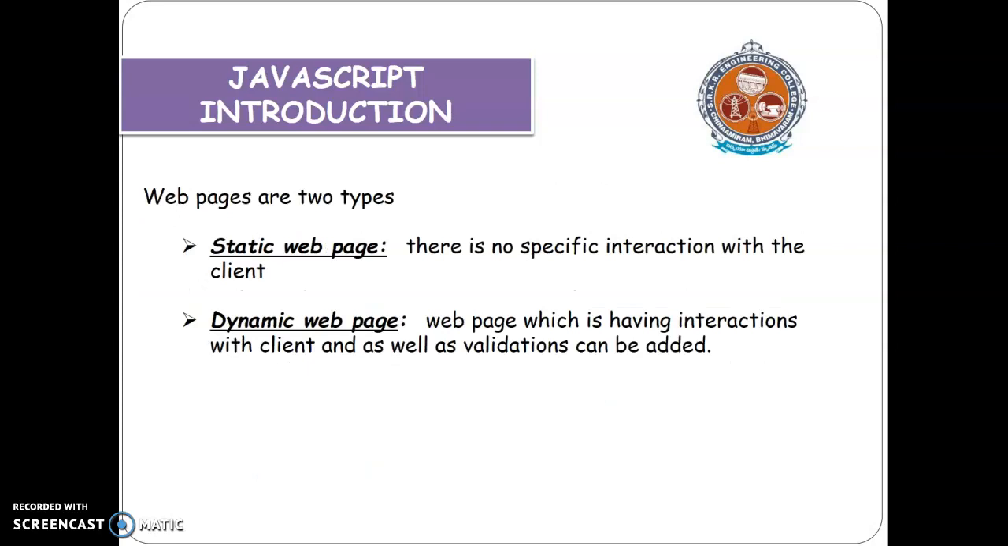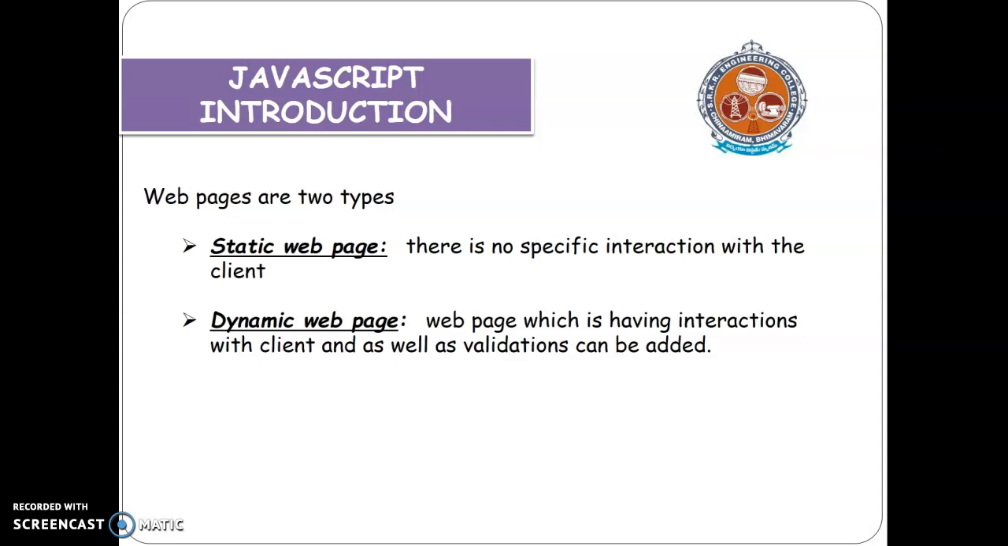Web pages are generally of two types. The first one is static. Here we are discussing HTML. HTML is a static web page. In this, there is no specific interaction with the client. When we write some code, it will display, but there is no interaction with the client or user.